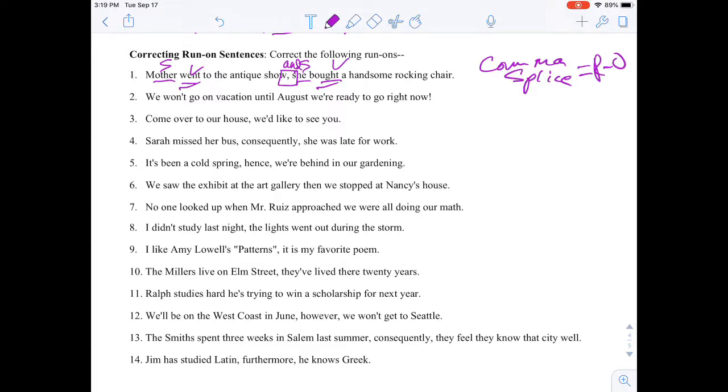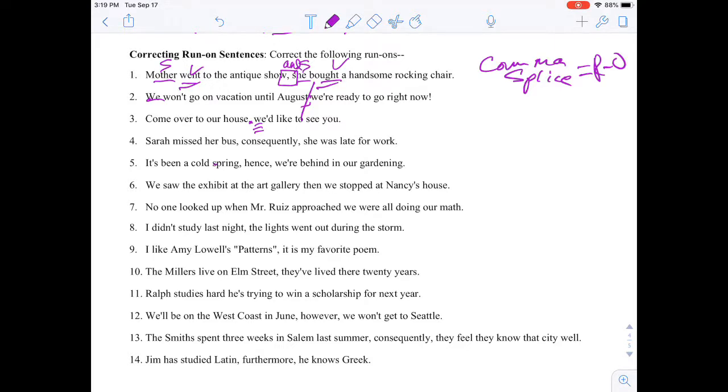We won't go on vacation until August. We're ready to go right now. Okay, so right there are 2 separate sentences. We need a comma and a conjunction, or a semicolon, or a semicolon and a conjunctive adverb. I'm just going to use a semicolon there. That works. Come on over to our house. We'd like to see you. Just a comma. I would put a period there, which you remember was our first option. And then make sure you capitalize we.